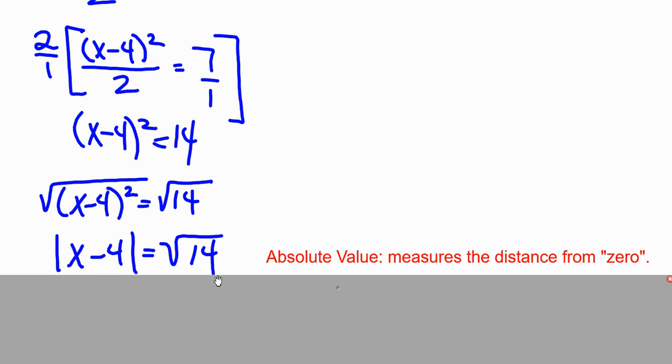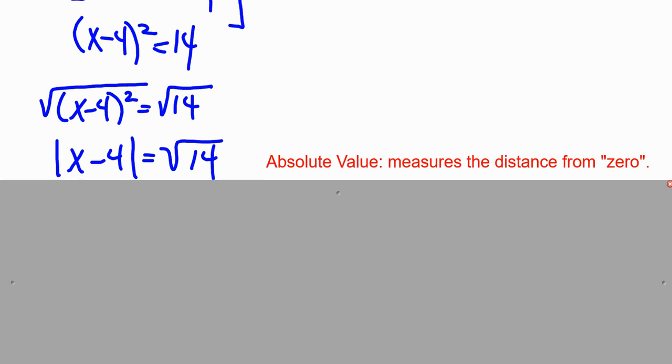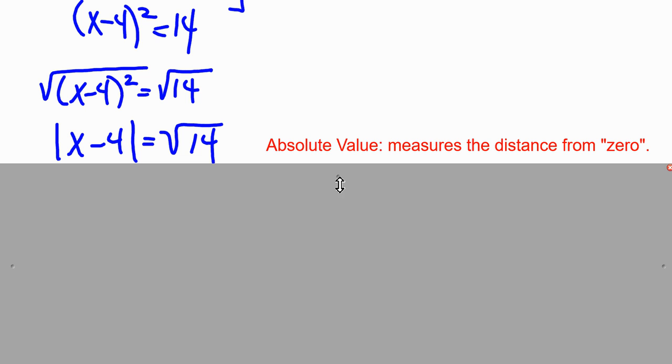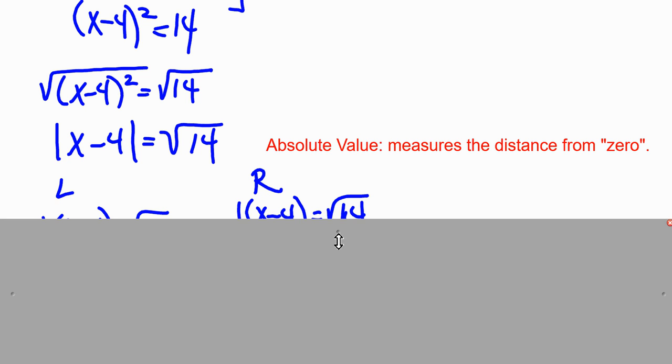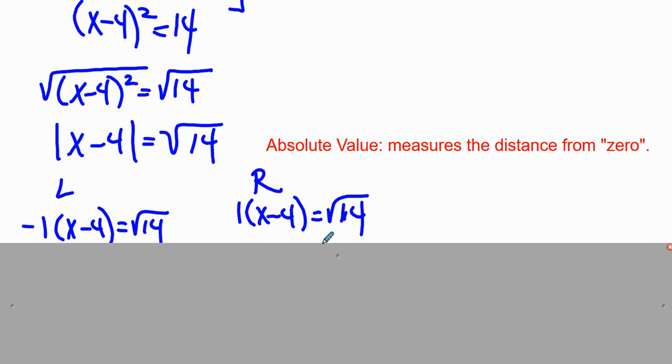Now again, you ask yourself, does 14 have any perfect square factors, or is it a perfect square? If so, you're going to simplify it. If not, you leave it as is. In this case, 14 does not have any perfect square factors, so we're going to leave it as that for our distance, and we are going to solve for both directions from our 0.